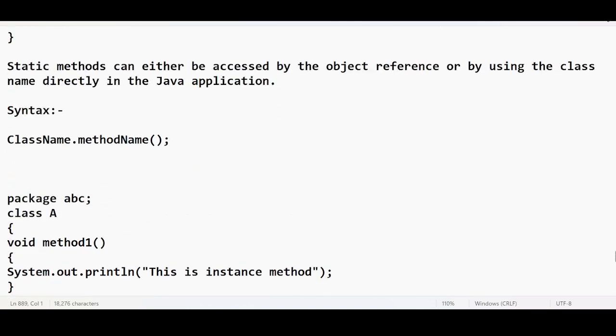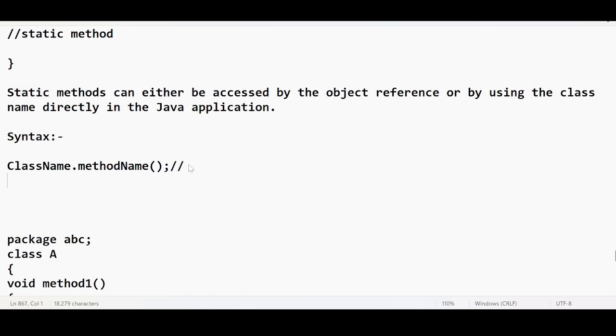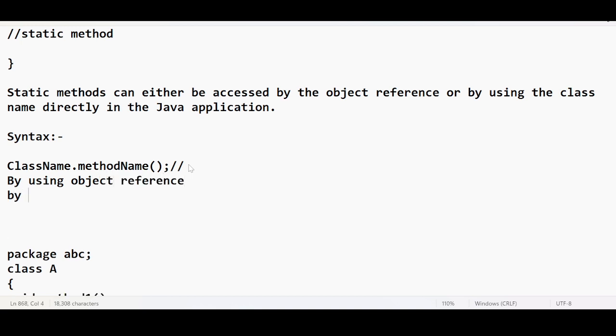Okay, syntax: by using object reference. Third one is by using the method name directly.